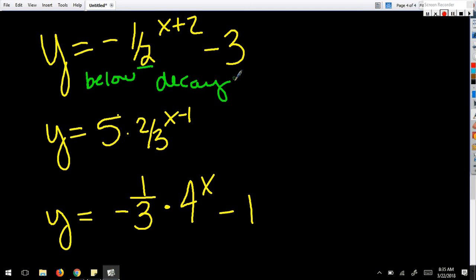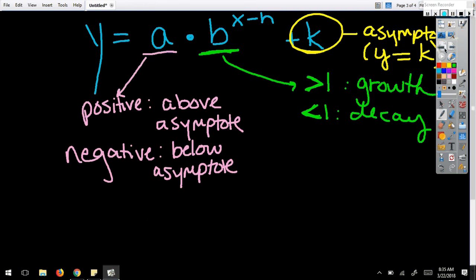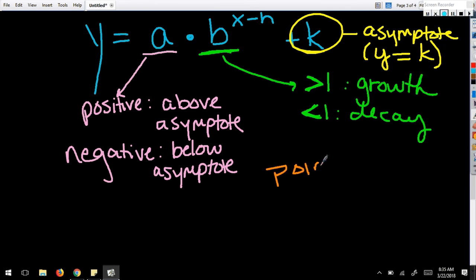What is my asymptote? -3. So if I was on a graph, I would be down 3, and that's where my asymptote would be. And I know that it's going to be somewhere down here, and it's decay, so I could go from there. Let me also tell you this. One point that's always on the graph, no matter what, I'm not going to call it a starting point because it's really not. It's just a point on the graph, an easy point.